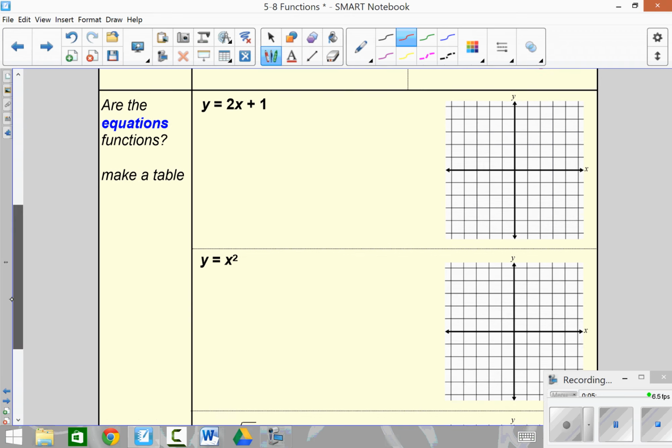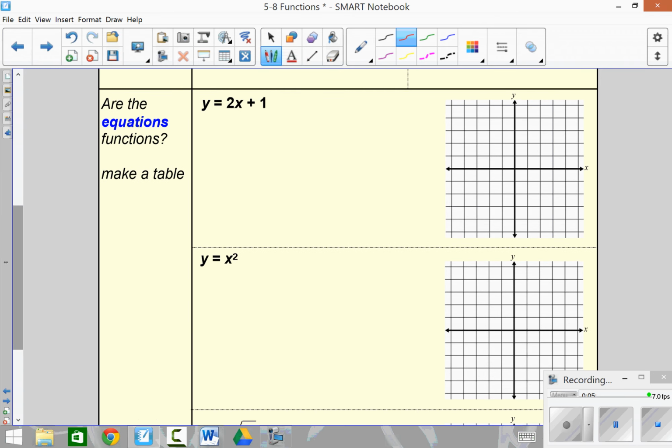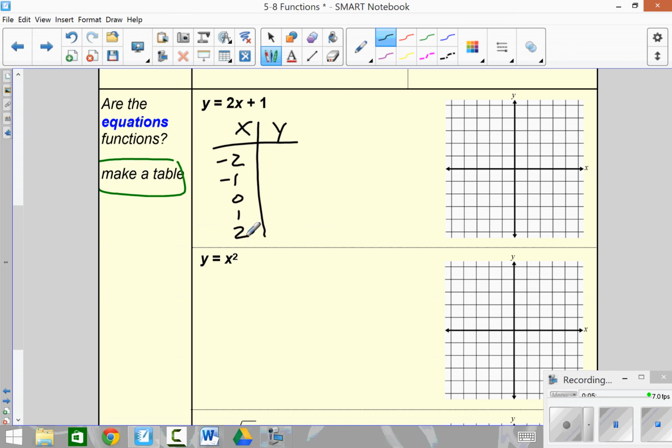All right, let's take a look at how we tell if an equation is a function. The key today for equations is that you have to make a table in order to tell if an equation is a function. So we're just going to make our simple xy table, our input-output table. Let's take a look at the first one, y equals 2x plus 1. We're going to make an input-output table, x and y, and let's just go with the defaults of -2, -1, 0, 1, and 2 for our inputs. And let's complete the table by inputting each one of these inputs into our x so we can see what our output is.